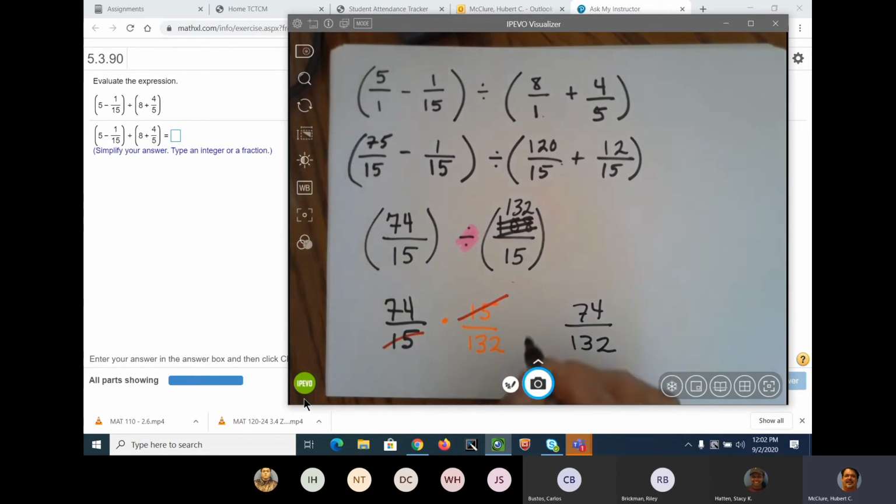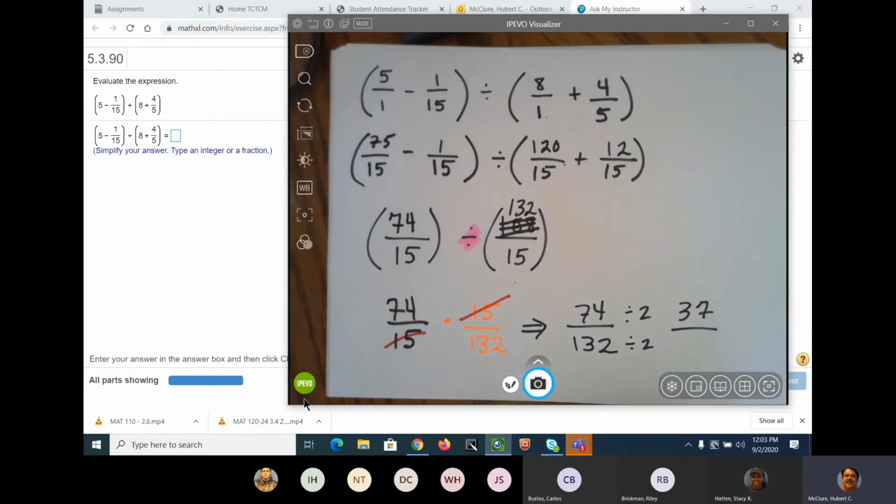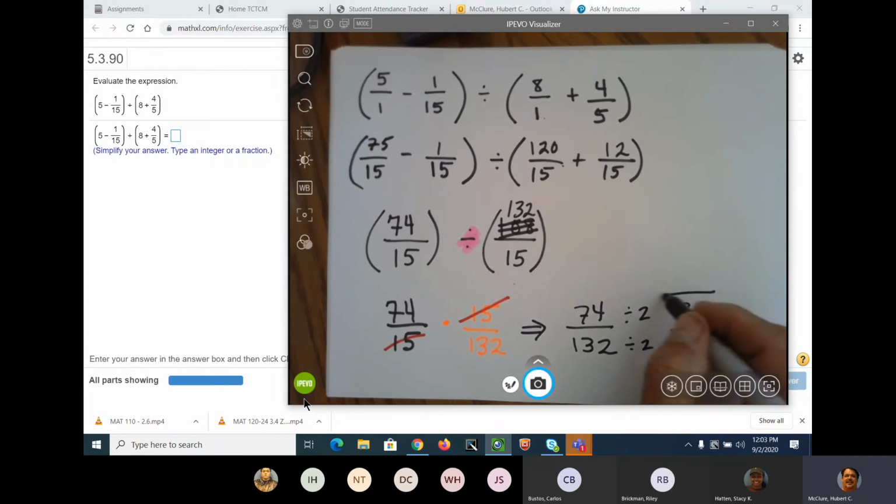What tells me that that's reducible? They're both what? The 4 and 2. Yeah, the 4 and the 2. They're both even. They're both divisible by 2. So I'm going to divide by 2 because that's the easiest number to divide by. And that's going to give me a 37. Somebody help me out. 37? Yeah. Over 66? Right? Yes. I think so.